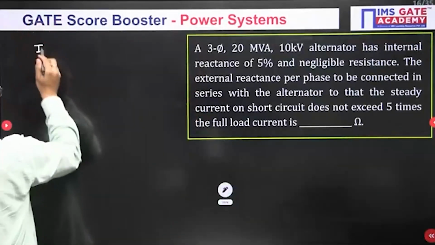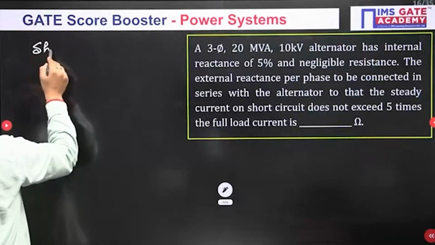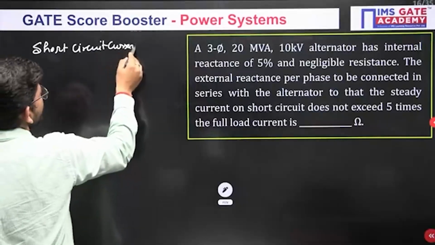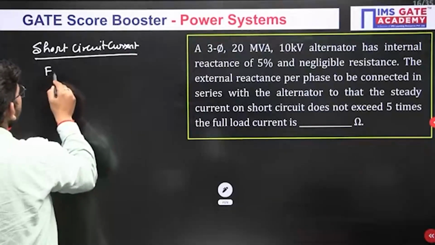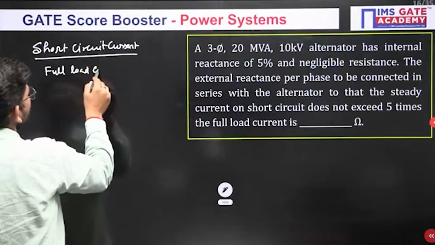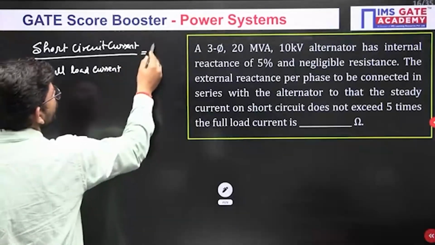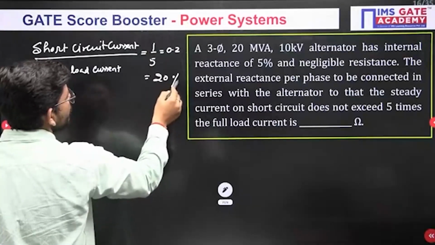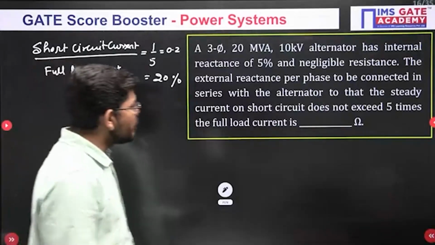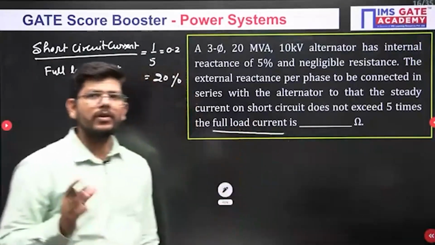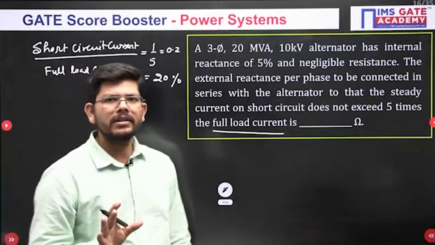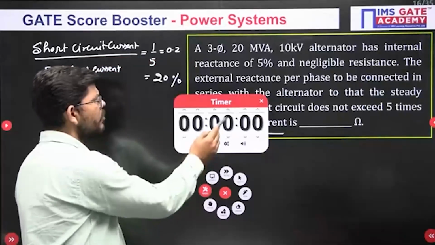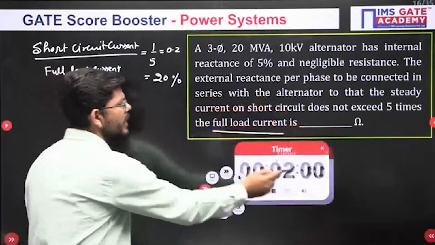So if I calculate the ratio of short circuit current to full load current, how much is it? 1 by 5, which means 0.2, or 20%. You have to find out the value of full load current. I have given you one hint. I hope you will be able to solve this as well. Very good, Aryan, you are in great touch of power system. Just keep it up.